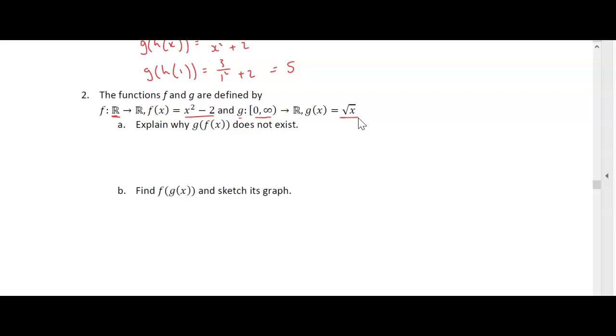Now, the question says, explain why g of f of x does not exist. So it's told us it doesn't exist. If you've got a question like this on an exam, you need to show why it doesn't exist. And if you're sitting there thinking, oh, but it does exist, don't go thinking that the question's wrong. It's not a trick question. It's not for you to say it does exist. So we definitely know it doesn't exist.